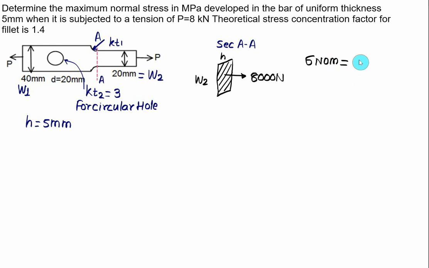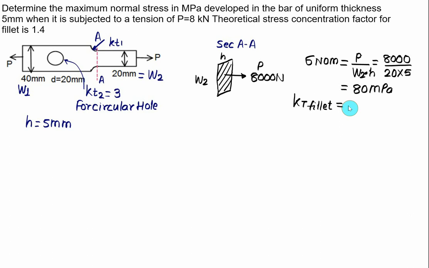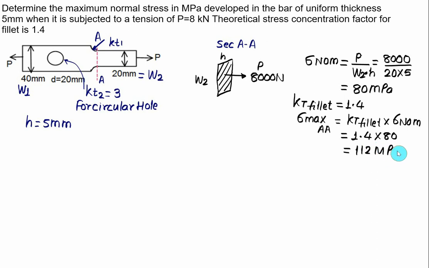Our calculation is for section A. The nominal stress is given as force P divided by the area, that is W2 multiplied by H. So in this case, force is 8000, width W2 is equal to 20, and the thickness H is equal to 5. So 8000 divided by 100, we will get a nominal stress close to 80 MPa. And we have KT for the fillet given as 1.4. So the maximum stress produced at section AA will be equal to KT for fillet multiplied by sigma nominal at section AA, which is 1.4 multiplied by 80, that is 80 plus 32, equal to 112 MPa. So this is the maximum stress produced at section AA.